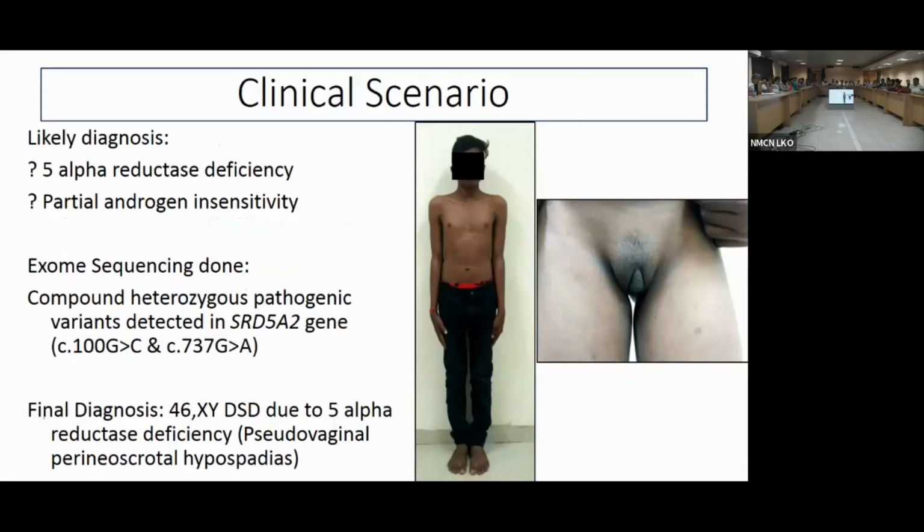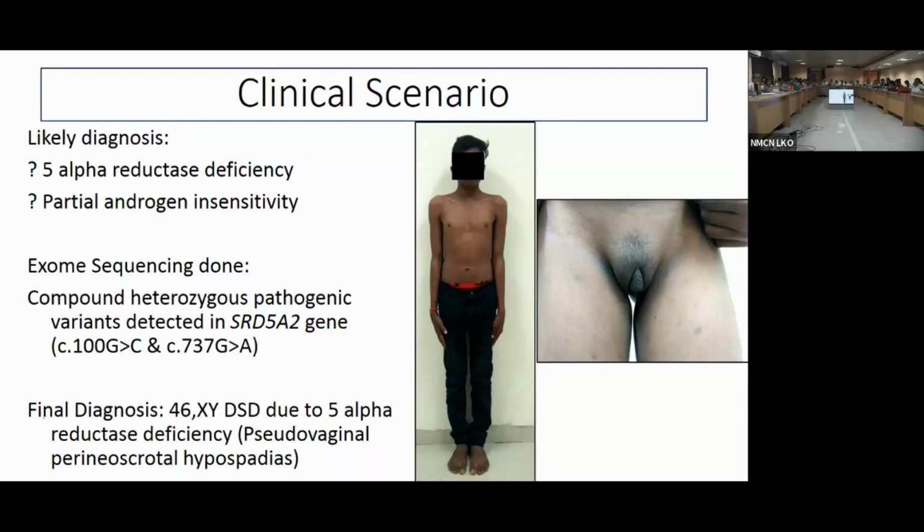Why have I mentioned partial here? Yes. No, not for that reason. In complete androgen insensitivity also, male gonads will be formed. I'll come to that later anyway. But in complete, yes? Exactly. So complete androgen insensitivity, the external genitalia will be like a normal female external genitalia. There won't be virilization at all.